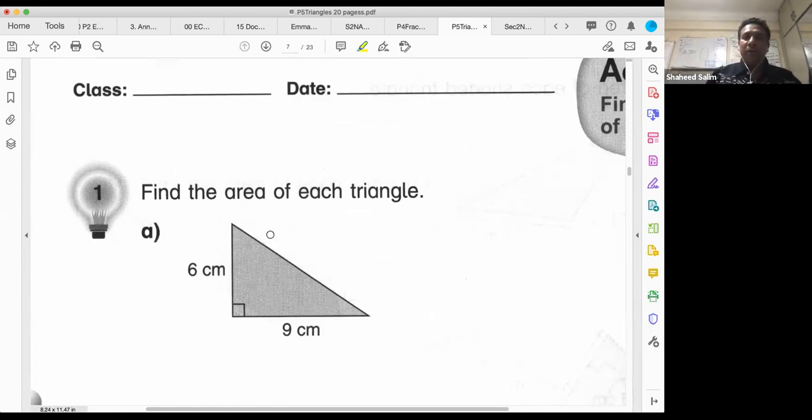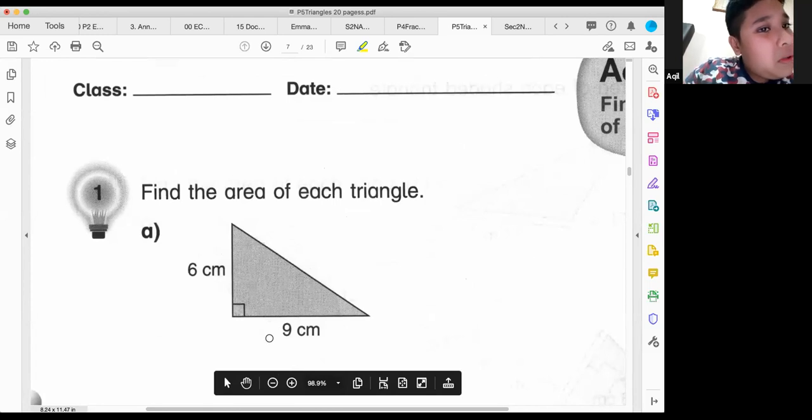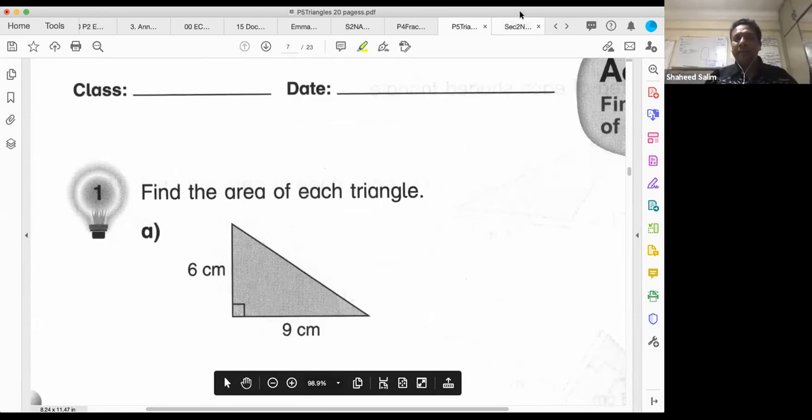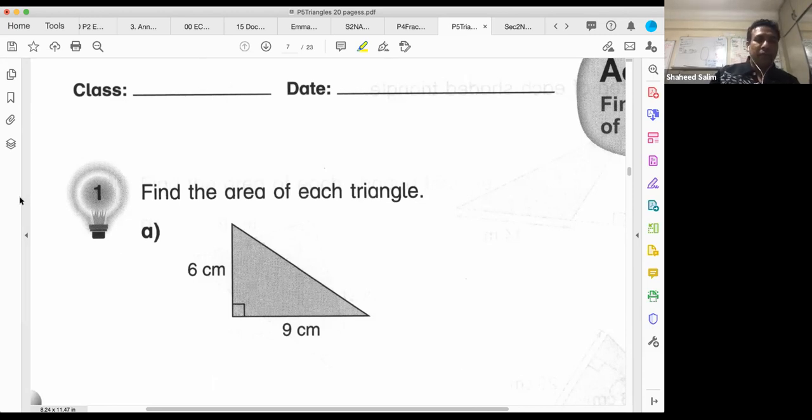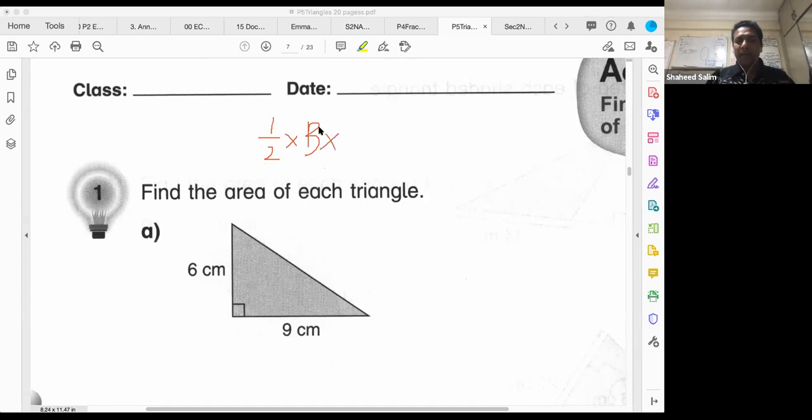Come, Shafia, 15, sir. How you get 15? Let us see how you get 15. You must write the formula. What's the formula? Write down the formula. Half times base times height. So this is now the height. This is the base. What's your answer?